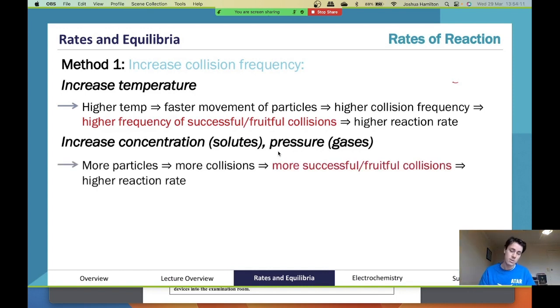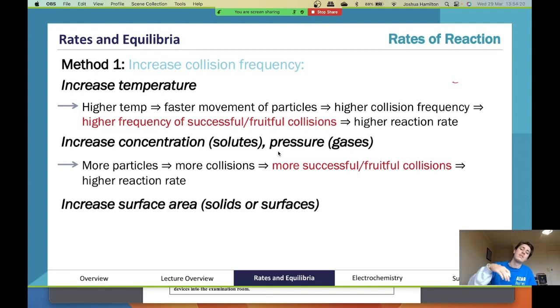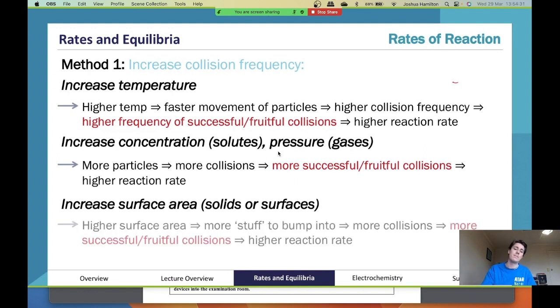And then what's our third one here? This third one's a bit of an interesting one, because it talks about solids, or if we've got something bumping up against the solid for a reaction to occur. This is surface area. One that comes up far less often, but if you've got more surface area on a solid, maybe that's the catalyst solid, or maybe it's part of the reaction, you need to have more surface area for things to bump into.